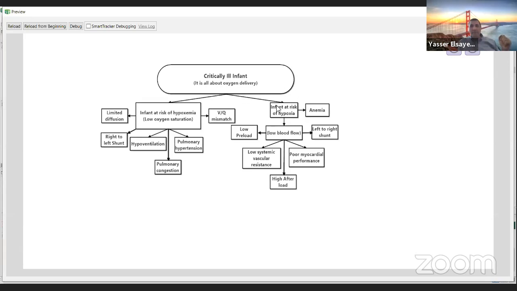Or you may have an issue related to blood flow, which will be the focus of this presentation: low preload, low systemic vascular resistance, high afterload, poor myocardial performance, or left-right shunt, as we'll describe in more detail. And we categorize all of these mechanisms into four main categories.